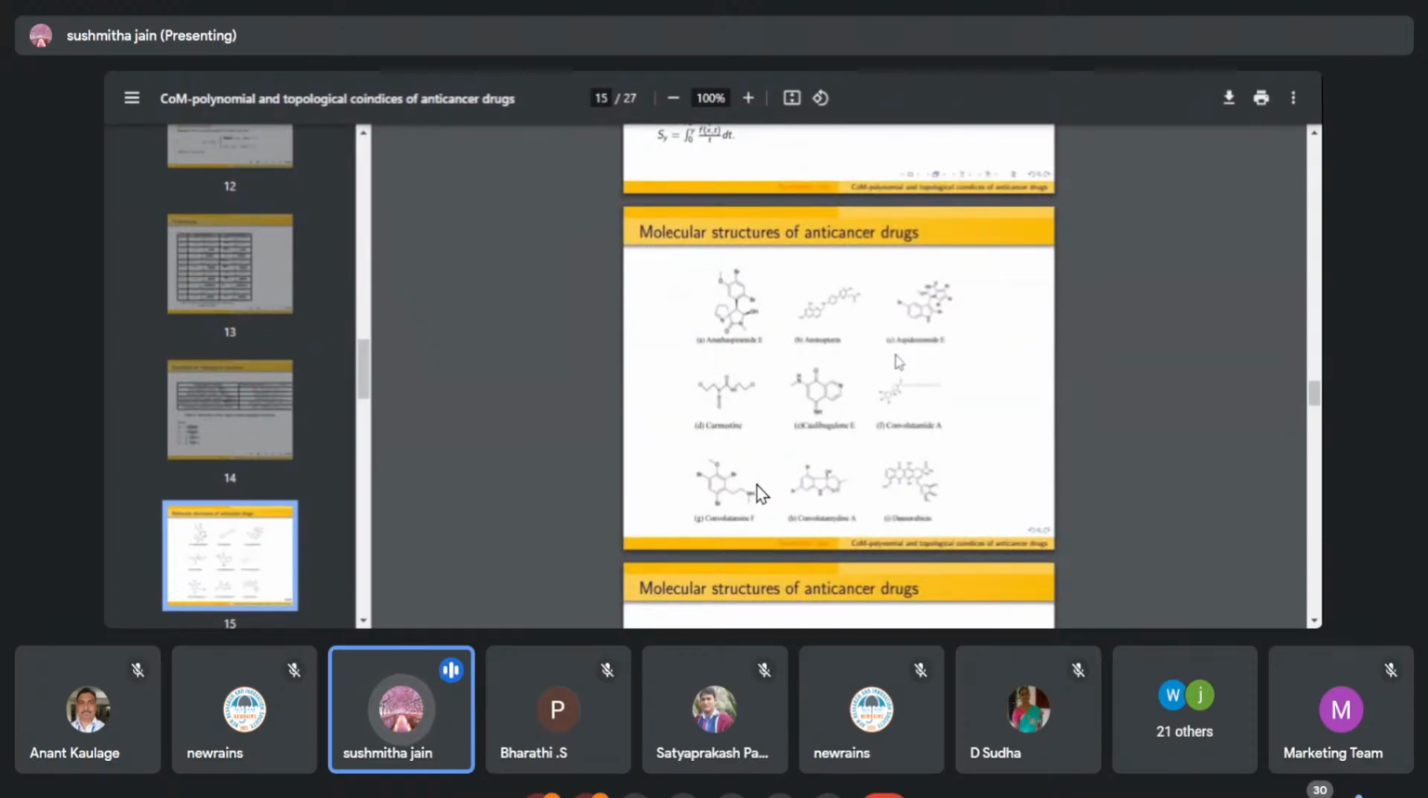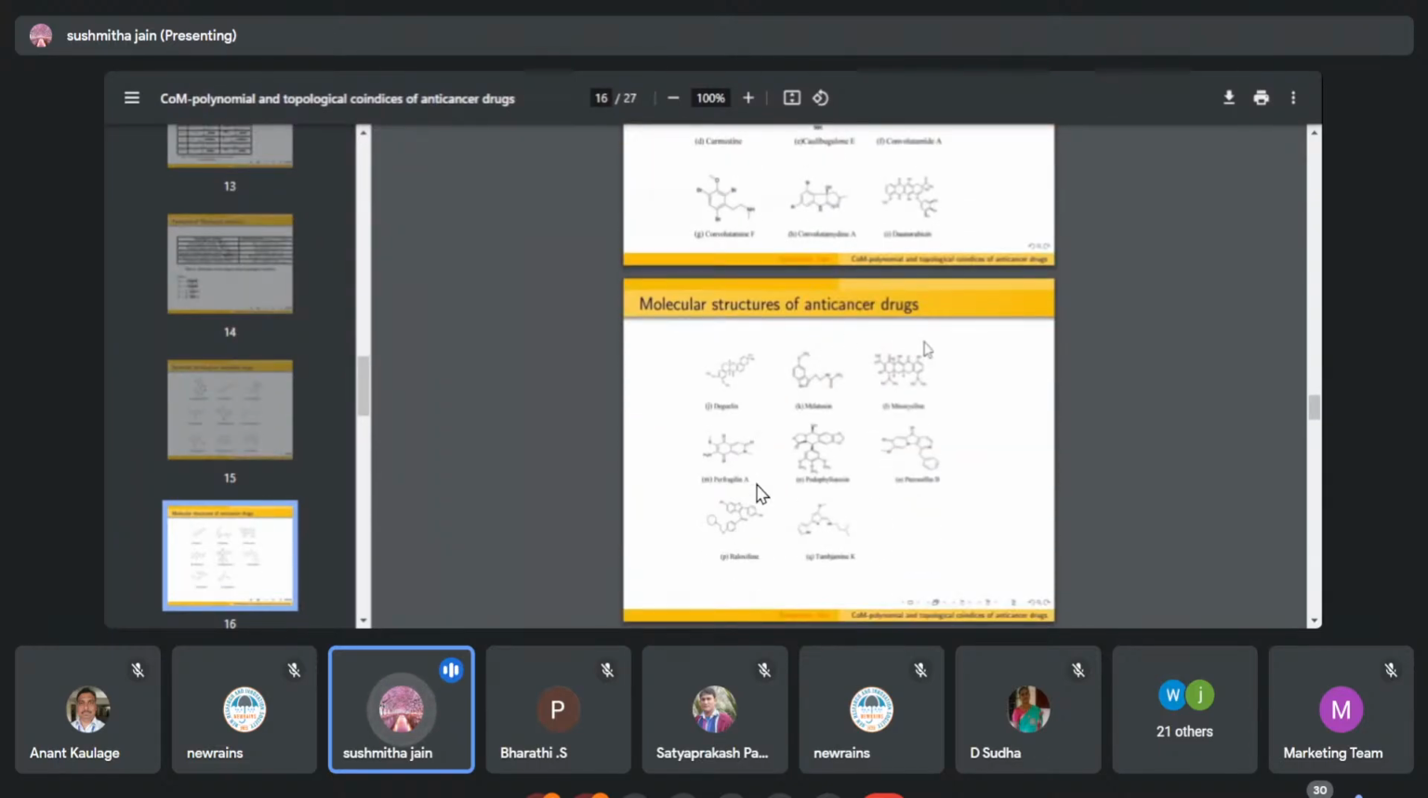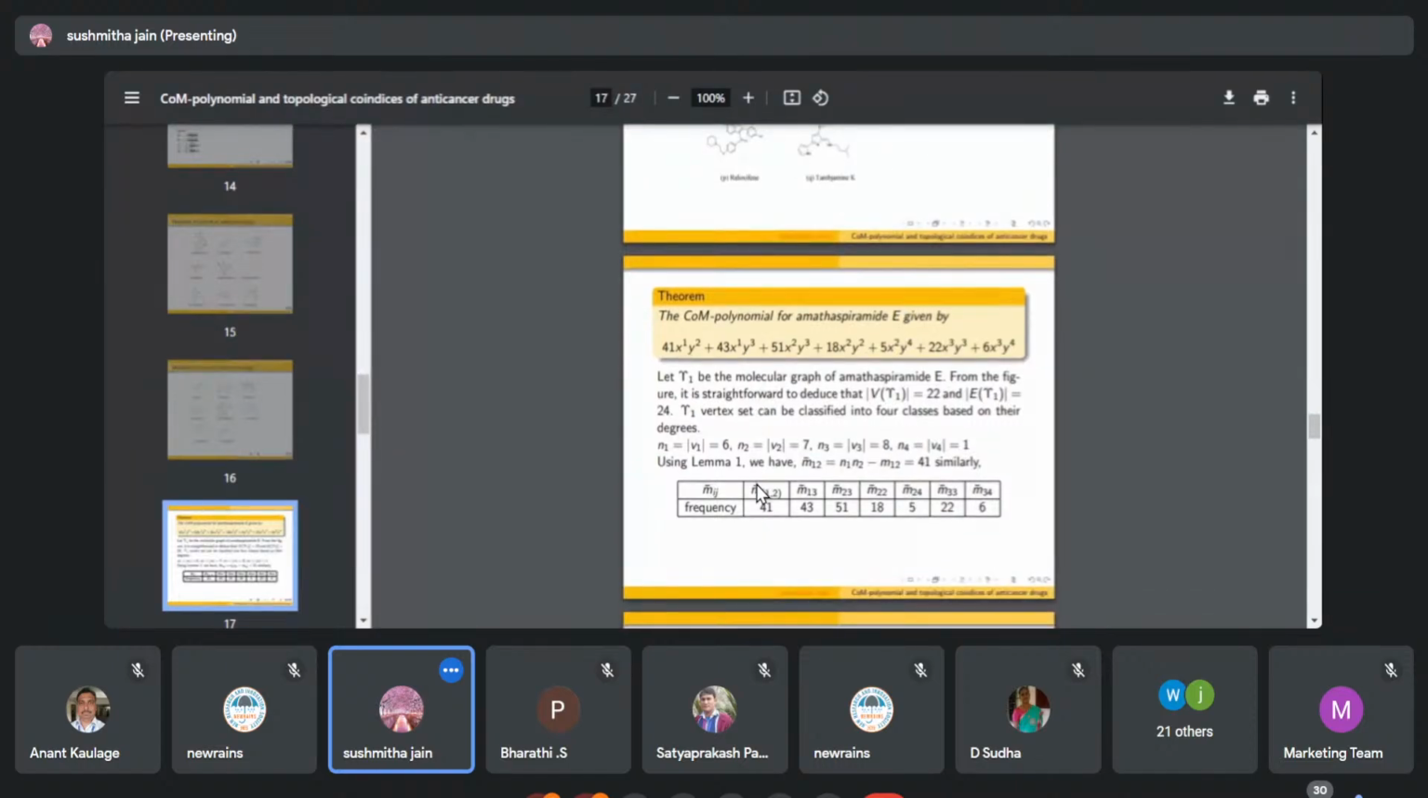In our present work, around 16 to 17 anti-cancer drugs are used. From this, we obtain the result that the co-M polynomial of one of the anti-cancer drugs is 41xy square plus 43xy cube plus 51x square y cube plus 18x square y square plus 5x square y4 plus 22x cube y cube plus 6x cube y4. Here, this is the graph. It mainly consists of a total of 22 vertices and 24 edges.